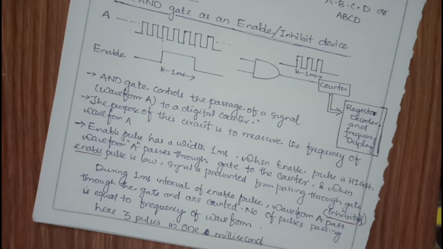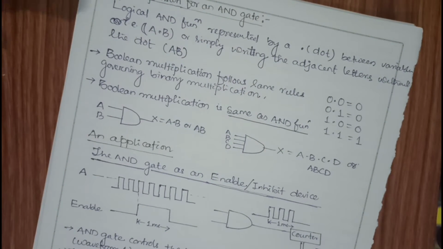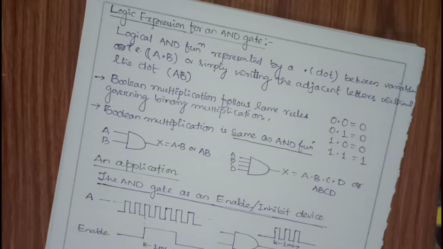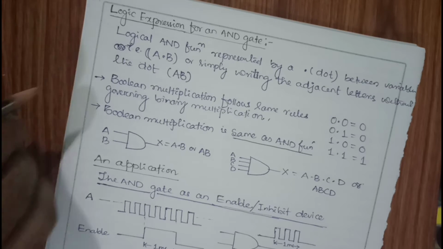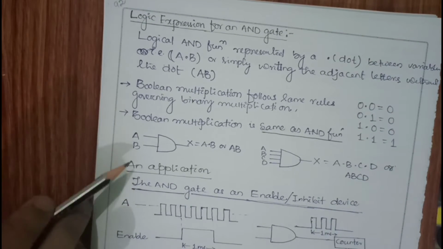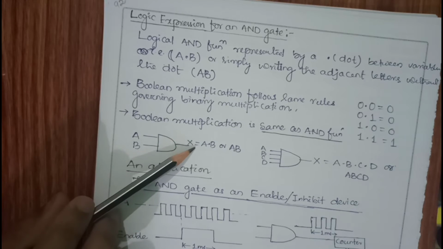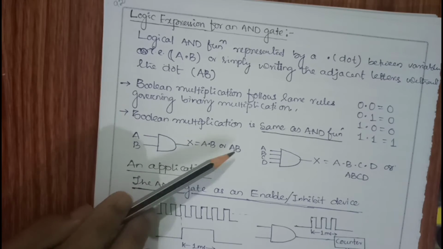Then the logic expression. The AND operation, AND function, can be used as an AND gate, that is A dot B or simply AB. So this is the symbol for the AND gate, where A, B are the variables, X is the output, X is nothing but A dot B or AB.